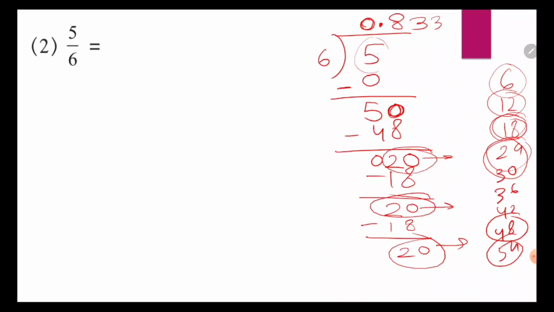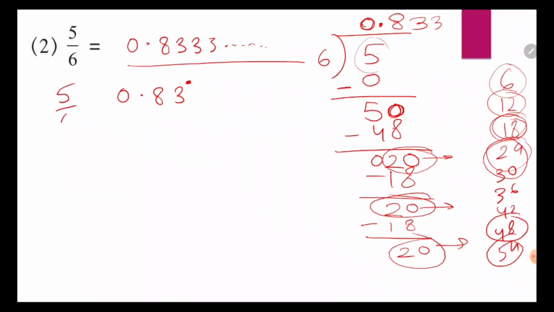So now I will say what? Its answer is 0.83333 dot dot dot, but I'll be writing it 0.83 with a dot on 3. And now again what does the dot represent? This dot represents that ये 3 जो है वो continue बढ़ता जाएगा. This 3 will be continuing again and again. So 5 upon 6 can be written as 0.83 with a dot on the 3. This will be your answer.